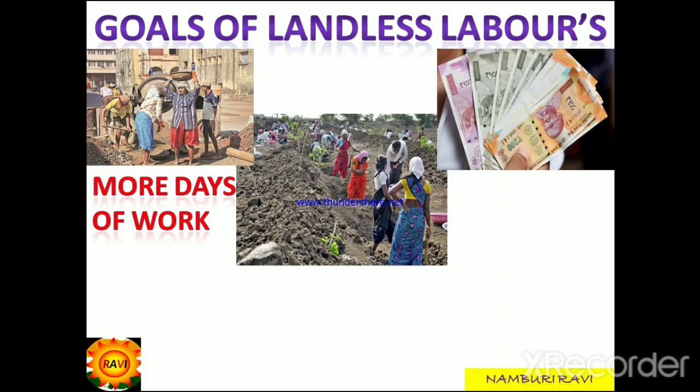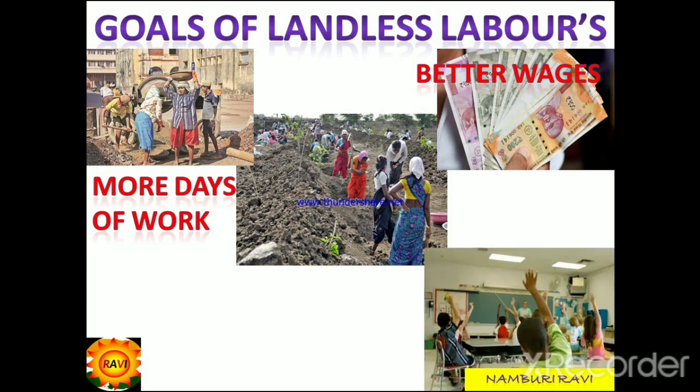And the second developmental goal of a landless laborer is that wherever he is working, he should get better wages, meaning more wages instead of getting 50 rupees per day. He is expecting to get more than 200 rupees per day because he is working from dawn to dusk, from 8 in the morning to 6 in the evening. That is why their expectations are more than 200 rupees and more than 300 rupees in a day. That is the second developmental goal of landless laborers.